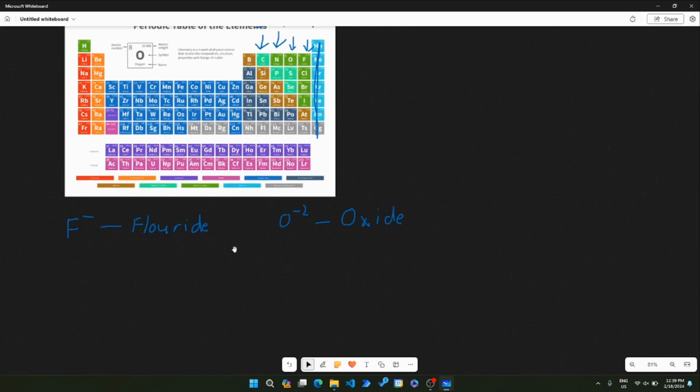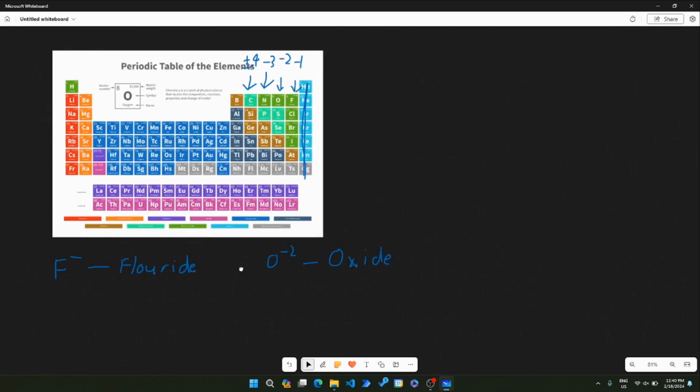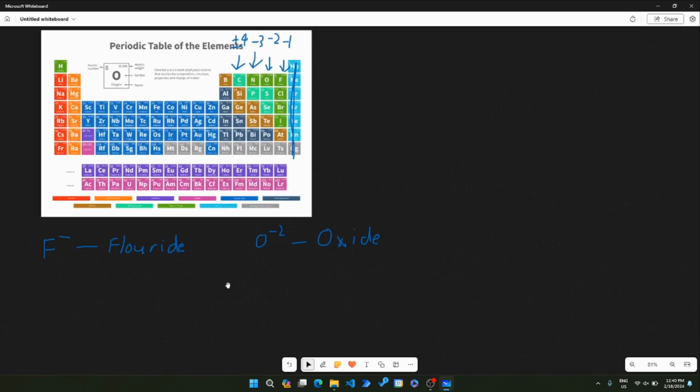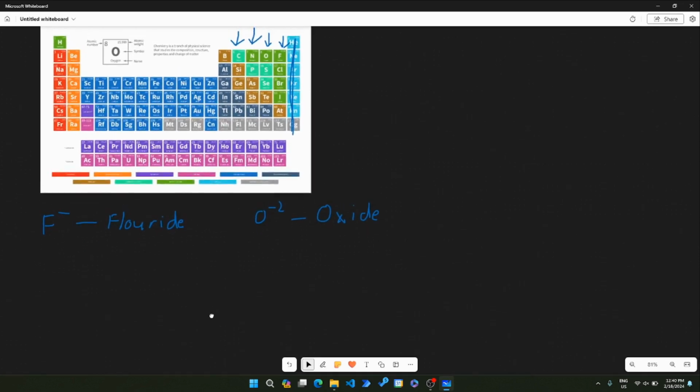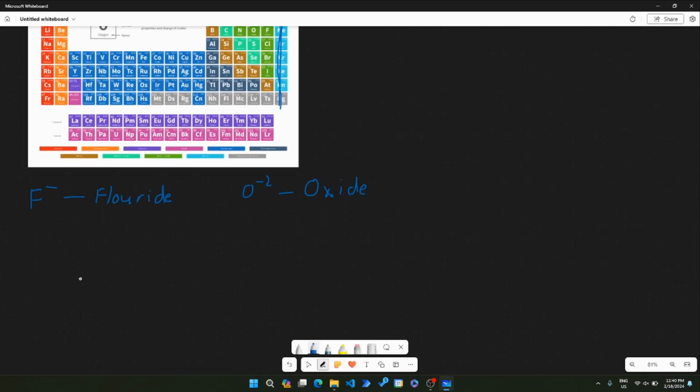Now you can also have polyatomic anions. And in a polyatomic anion, the naming system becomes far more complicated. Typically, in a polyatomic anion, you will have an oxygen. In this example, we're going to use nitrogen with 4 different polyatomic anions. So we have NO, NO2, NO3, and NO4.